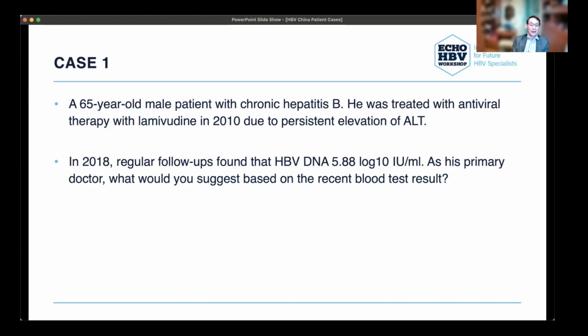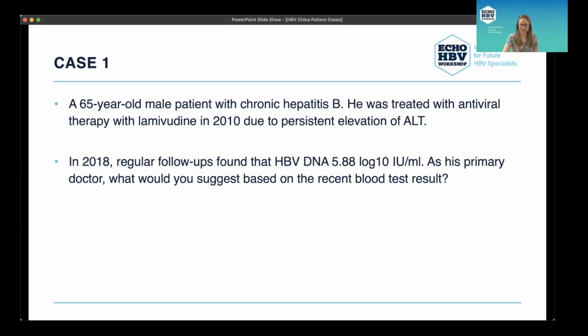A 65-year-old male, a patient with chronic hepatitis B. He was treated with antiviral therapy with lamivudine, which is one of the earliest nucs, in 2010, because he had a persistent elevation of ALT. Now, 8 years later, a regular follow-up found that the hepatitis B virus is still 5 logs, almost 6 logs. That means close to 1 million international units. If you were his primary doctor, what would you suggest based on this blood test report?